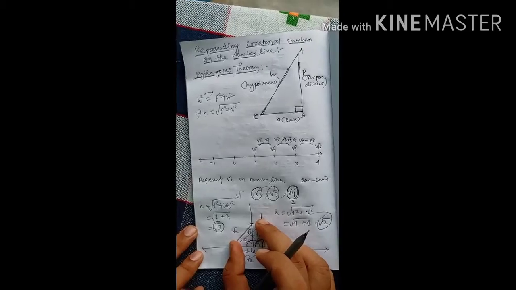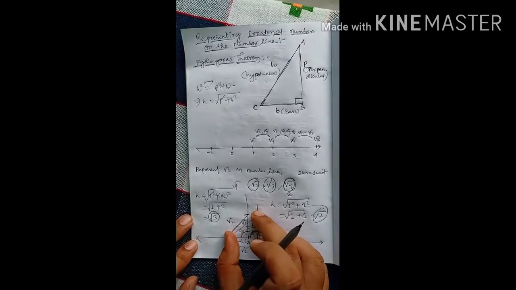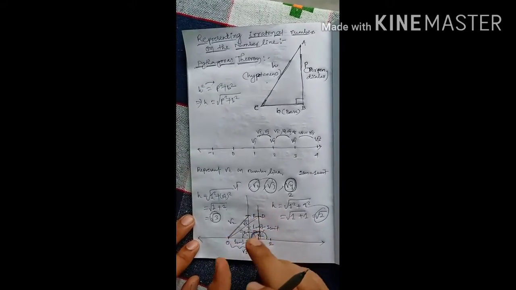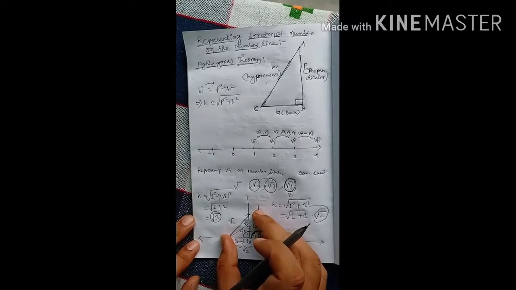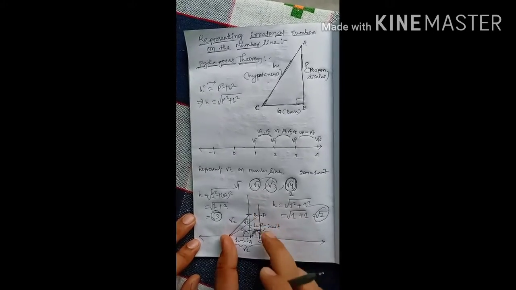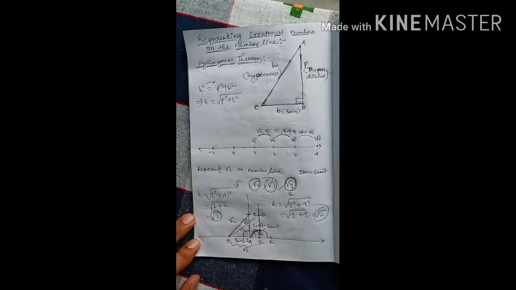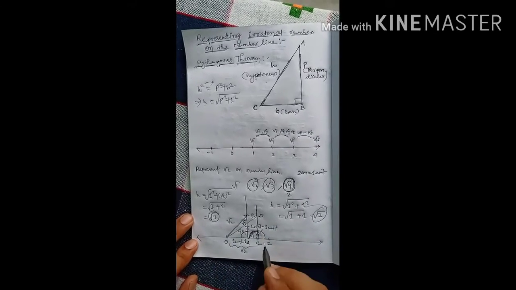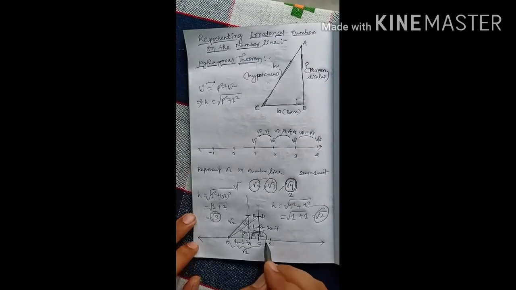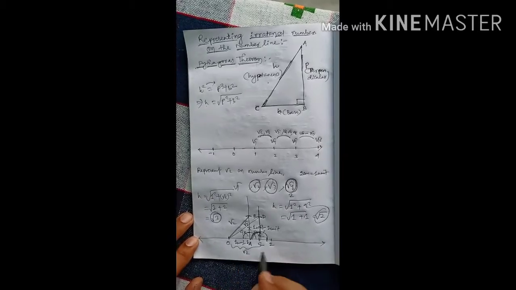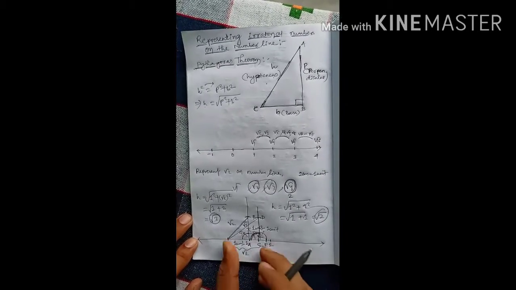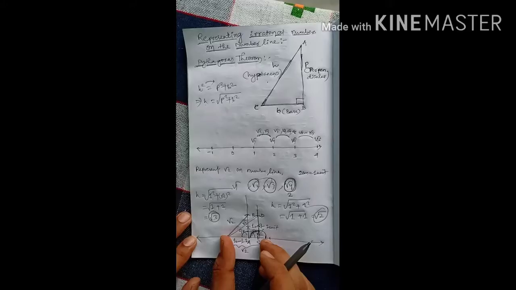And if we want to represent it on the number line, then what we have to do? Just measure the OD distance with the help of a compass and intersect on the number line. If we intersect, then it is somewhere in between 1 and 2. So the OE distance gives the root 3 unit.